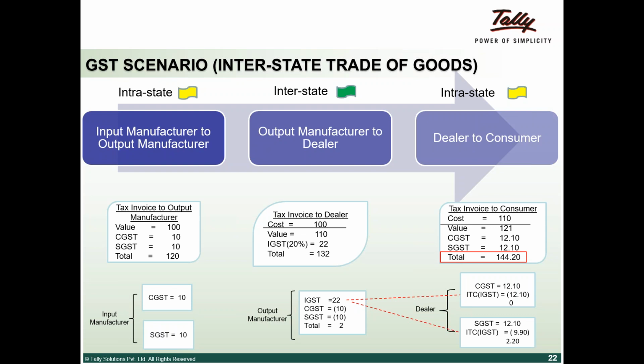So the tax invoice to a dealer is a transaction between the output manufacturer and the dealer. Cost is 100. He has done a value addition of 10%, so 110 is the value. IGST of 20% becomes 22, so the total cost is 132. Now the output manufacturer has collected an IGST of 22 from the dealer. And his credits, if you look at it, are a CGST credit of 10 and an SGST credit of 10.